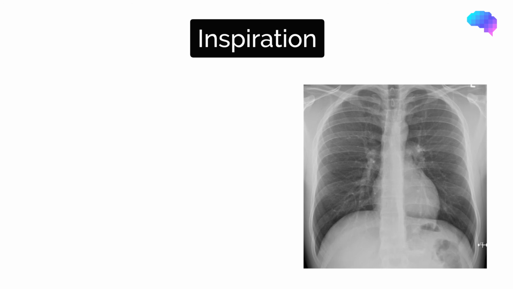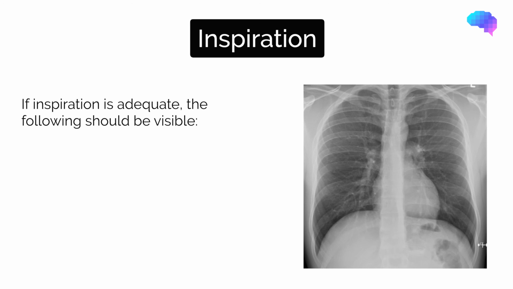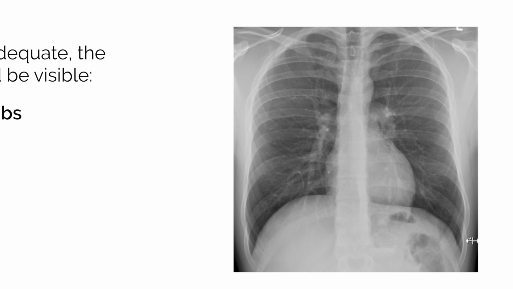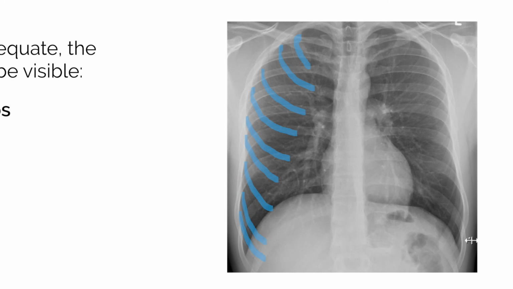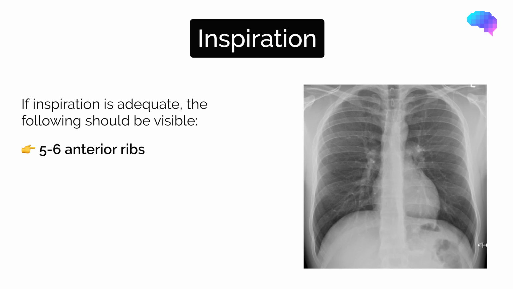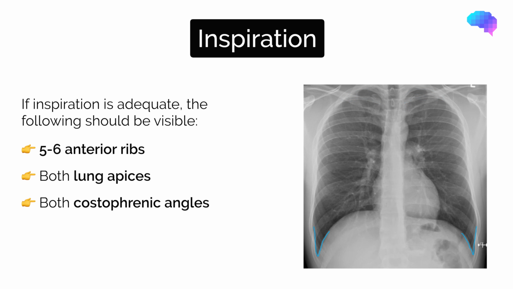When capturing an X-ray image, patients are asked to inspire and hold their breath whilst the film is taken to ensure appropriate and accurate anatomical features are visualised. To assess whether there was appropriate inspiration, the following structures should be visualised. Firstly, you should be able to identify at least 5 to 6 anterior ribs, which can be distinguished from the posterior ribs as they appear to slope downwards. Next, ensure you can visualise both lung apices, both costophrenic angles, and the lateral rib edges.